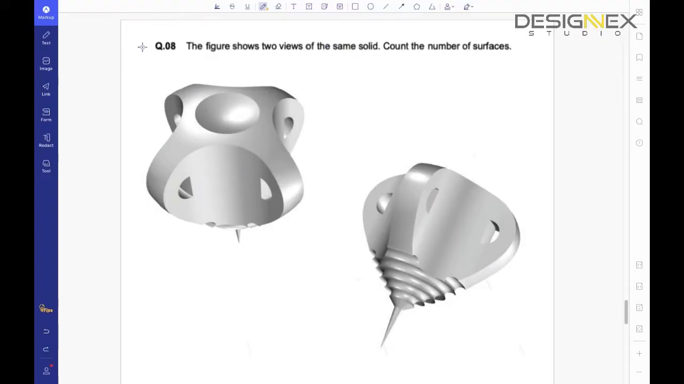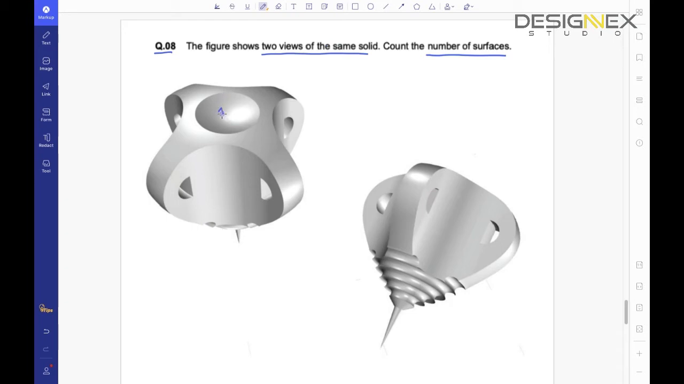So we come to the last question of NAT, which says two views of the same solid are given. You have to count the number of surfaces. Now attempting this question, you start from one area, one position, and then you move ahead to the bottom. How I attempted it is I started from the top. So let's count the number of surfaces.